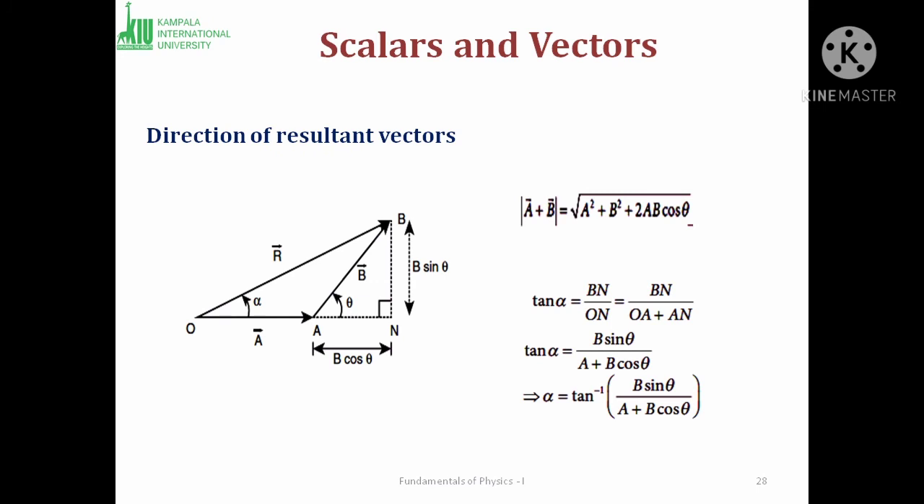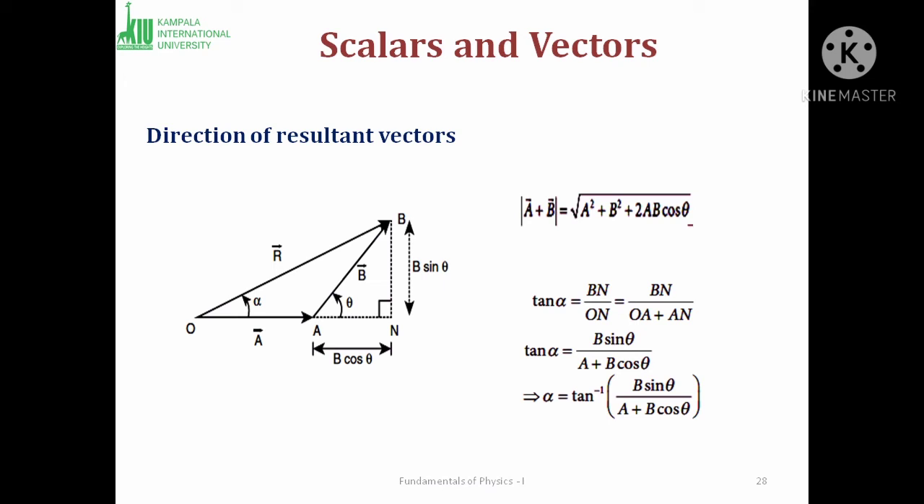Next, find the direction of the resultant vector. Here you take this triangle BON. In this triangle you take tan theta. Tan theta is opposite side divided by adjacent side, right? Here the opposite side is BN, so BN divided by ON.